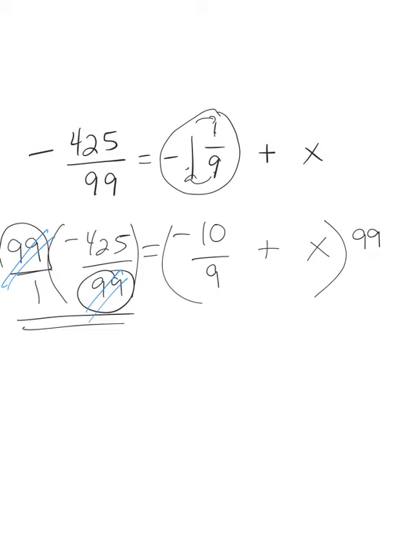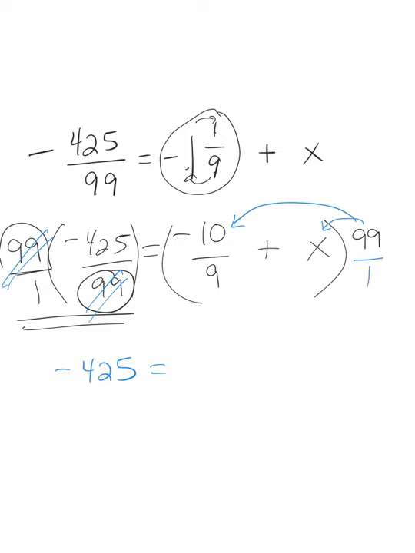So you're left with what? What's the only number left? Negative 425. So now you just have to distribute this and this. How do you make a whole number a fraction? Put a 1 under it.